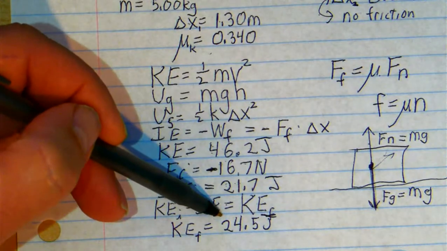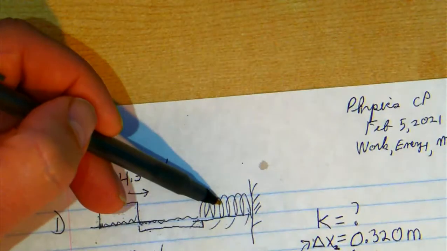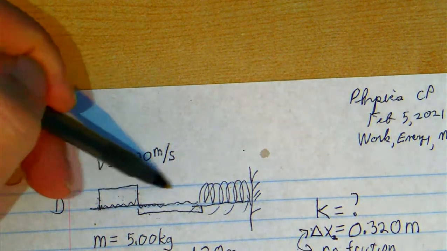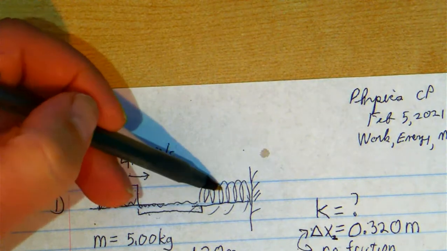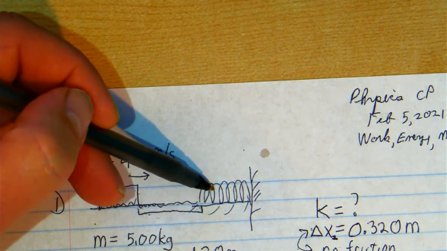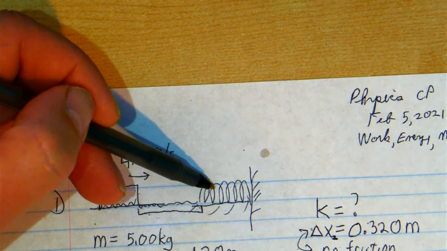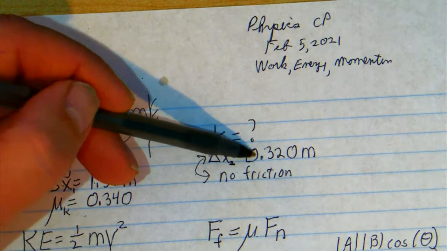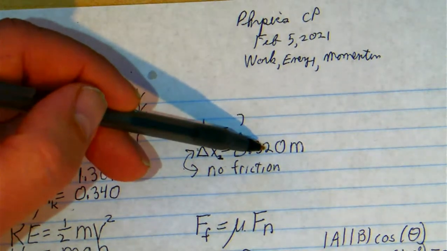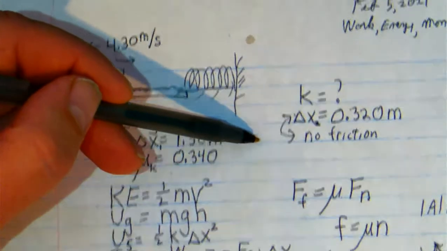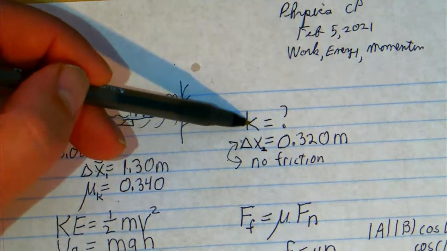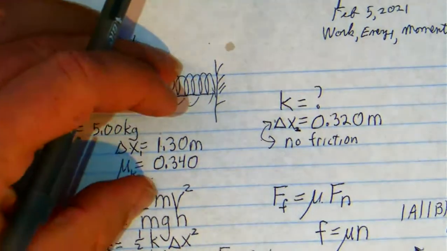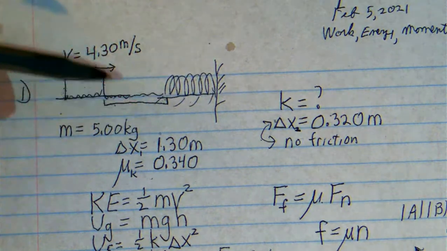What we want to calculate is the value of the spring constant, knowing that this block runs into the spring and compresses it until the block has stopped moving. The spring is compressed a distance of 0.320 meters. So the question becomes, how do we figure out, finally, the spring constant? What do we do next?